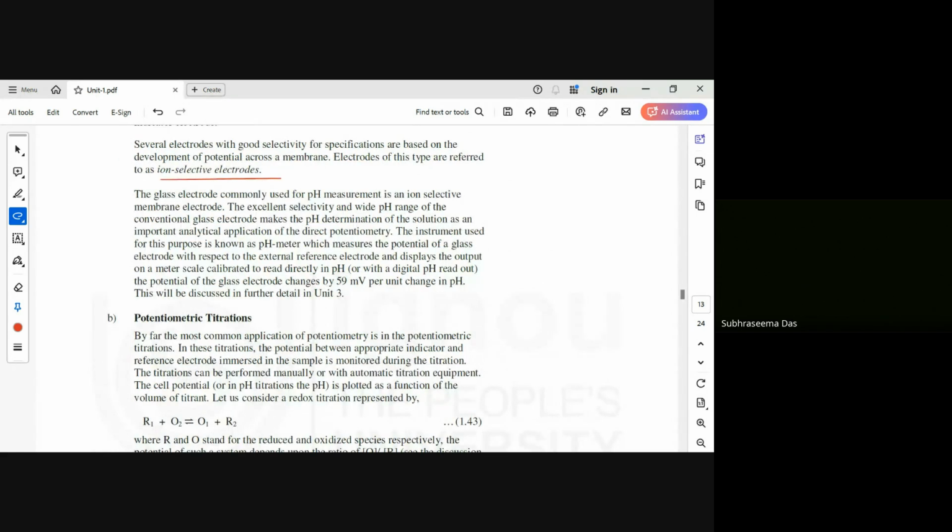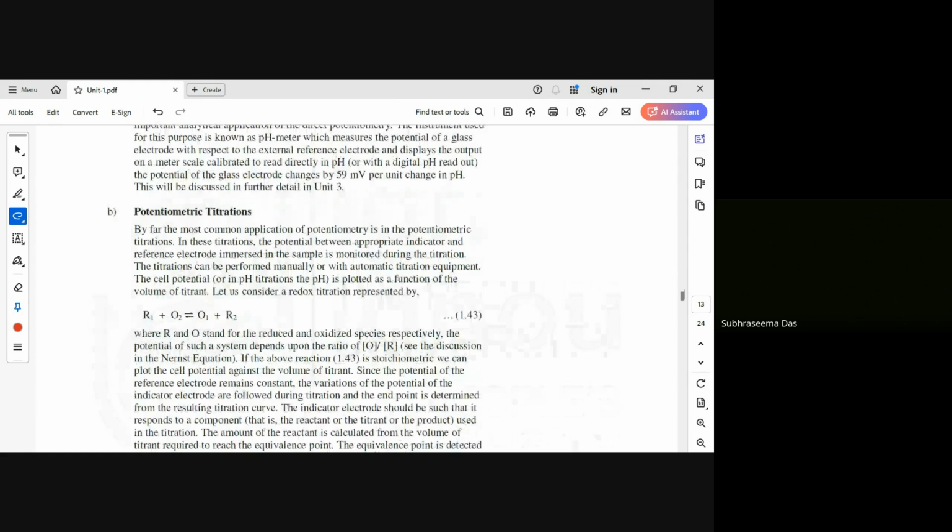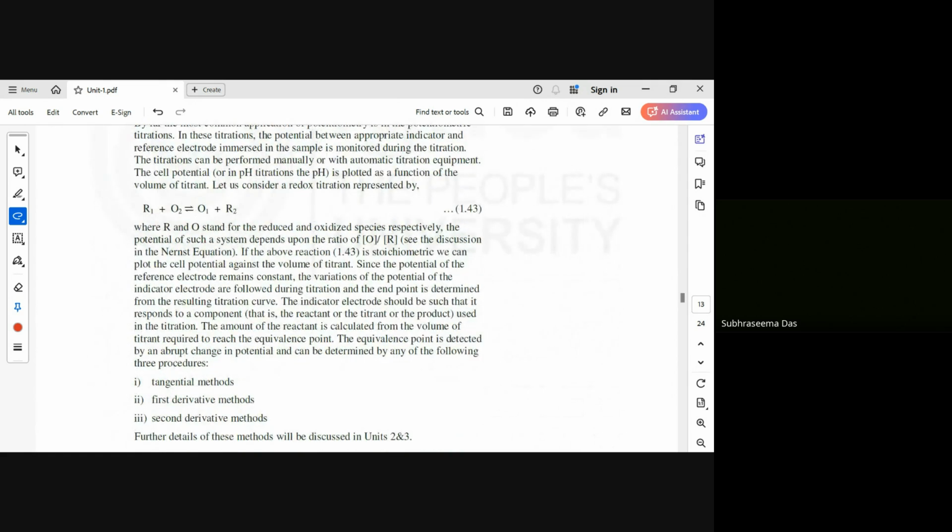Okay, so one is direct potentiometry, the second is potentiometric titrations. By far, potentiometric titration is very appropriately used throughout. These titrations are performed with automatic titration equipment. Now, the end point of this titration, that is referred to as the equivalence point, is derived from the drastic change.